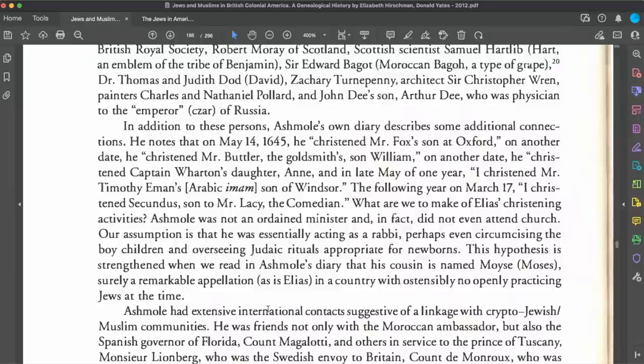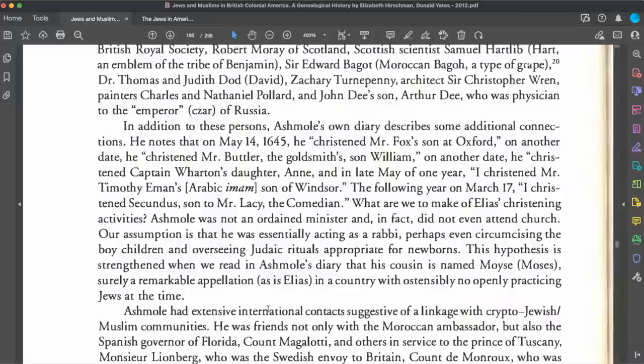On another date, he christened Captain Wharton's daughter, Annie. And in late May of that year, he christened Mr. Timothy Eamon's son of Windsor. The following year, on March 17, he christened Secundus, son to Mr. Lacey, the comedian. What are we to make of Elias' christening activities?